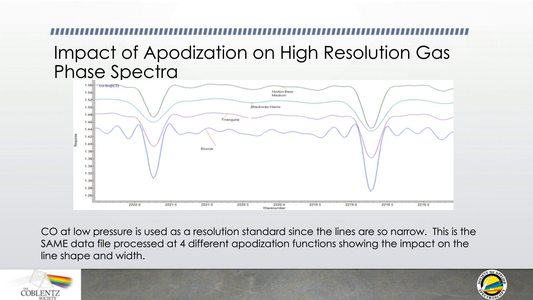And if we go up to Blackman-Harris and Norton-Beer, you can start to see that you're changing the shape of the band. This type of shape change is most important to recognize when you're doing gas phase spectra, or if you are trying to test the resolution of the instrument. Don't do this experiment with the CO at 6 torr and then use a Blackman-Harris apodization and complain to the instrument vendor that the instrument is not meeting specs, because it has nothing to do with whether the instrument meets specs. It's how the Fourier transform was done.